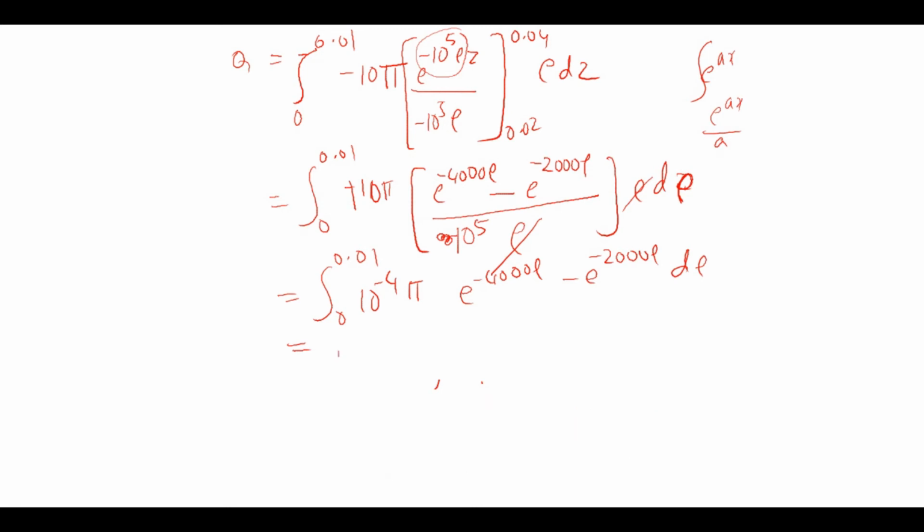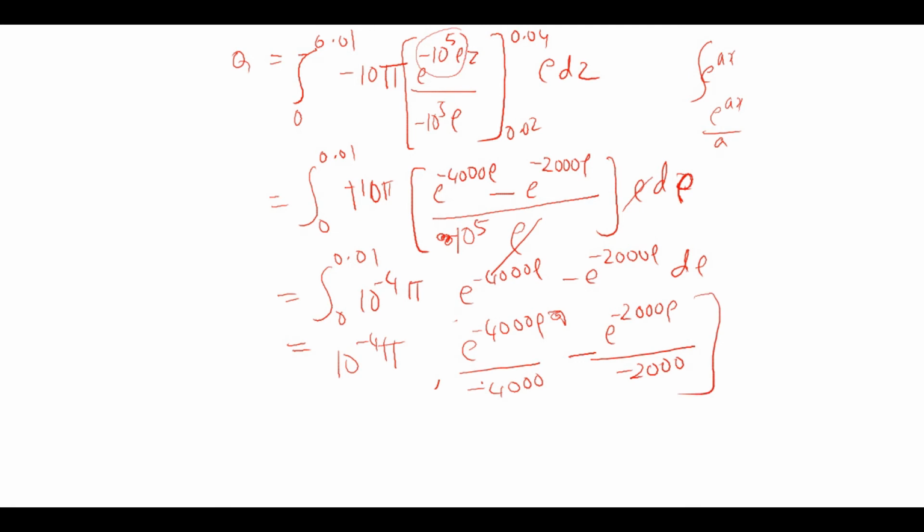So what is left here is 10 raised to minus 4 pi, taken outside. So e to the power minus 4000 rho divided by minus 4000 is the integral of this one, with minus e raised to minus 2000 rho divided by minus 2000 being the integral of this one. So I have to apply the limits 0 to 0.01.